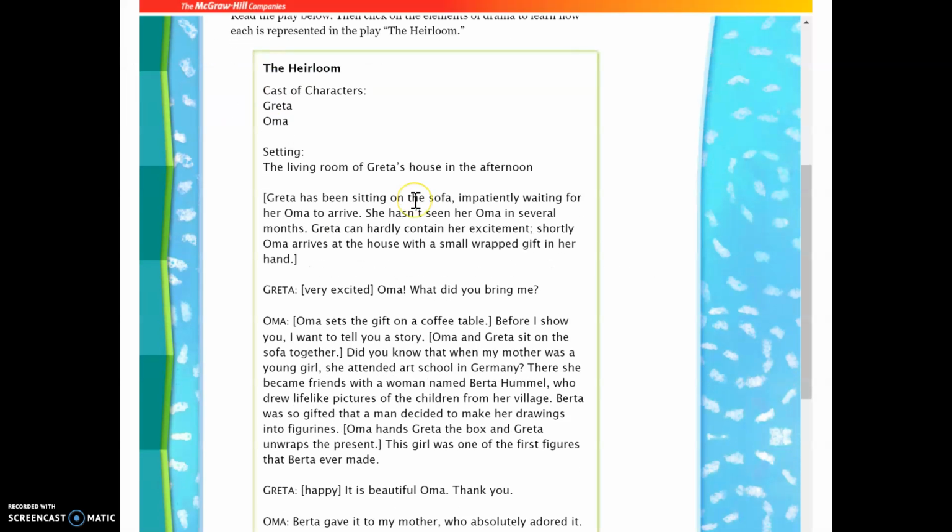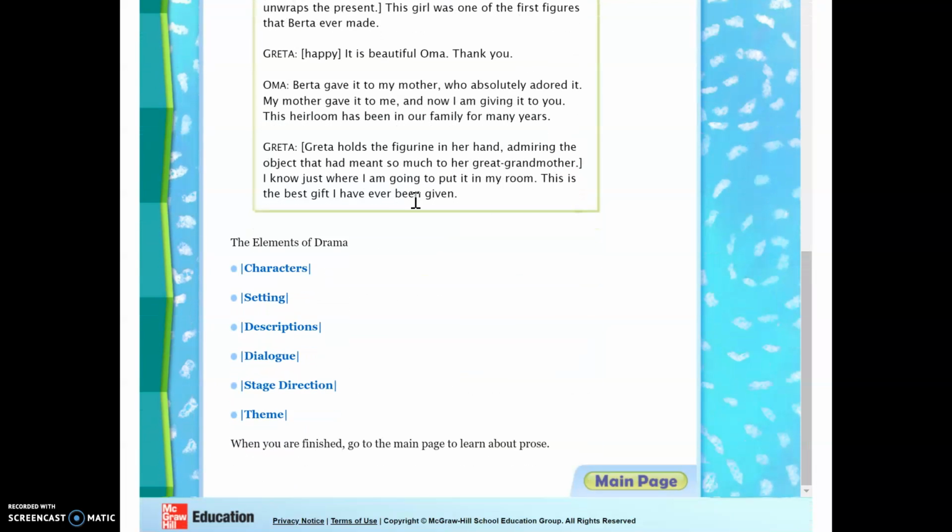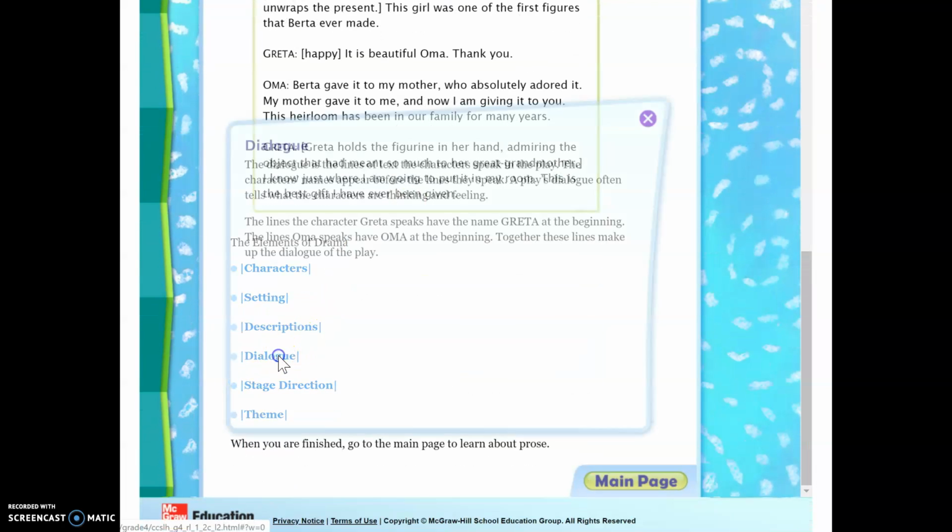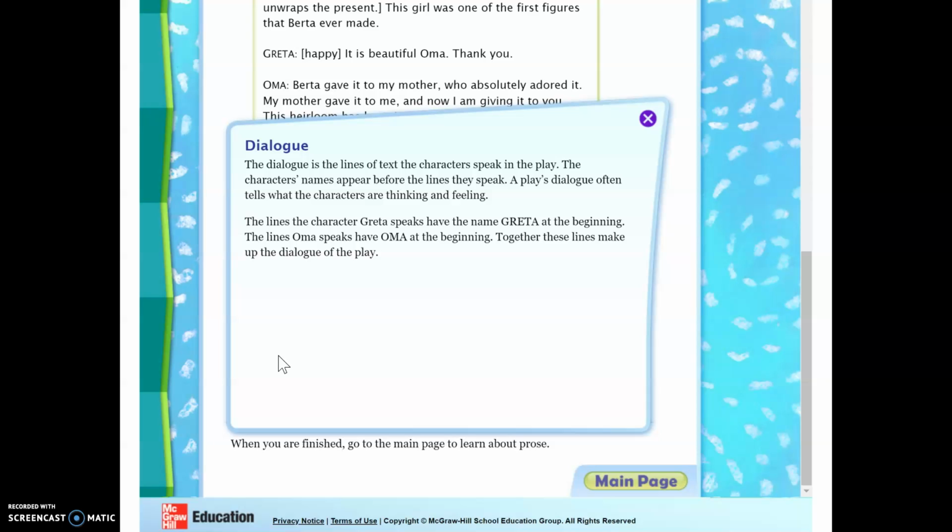All right, the next element of a drama in the list is dialogue. Wait, we've heard this word before. Is it because we've talked about quotations? Oh, yeah, that's dialogue when someone's speaking. The dialogue is the lines of text the characters speak in the play. The character's name appears before the lines they speak. A play's dialogue often tells what the characters are thinking and feeling.